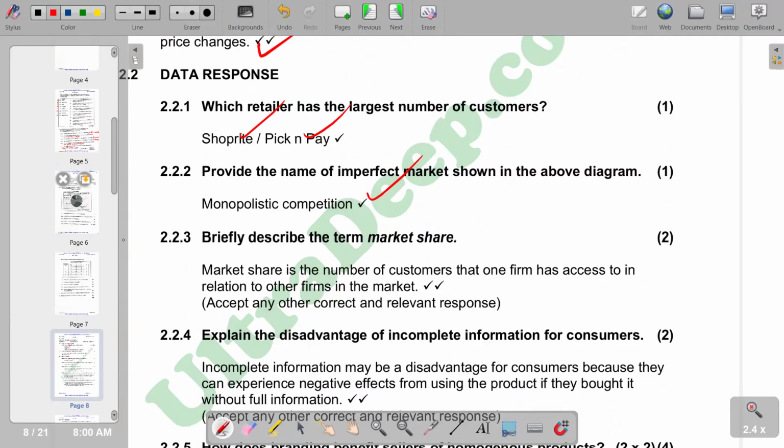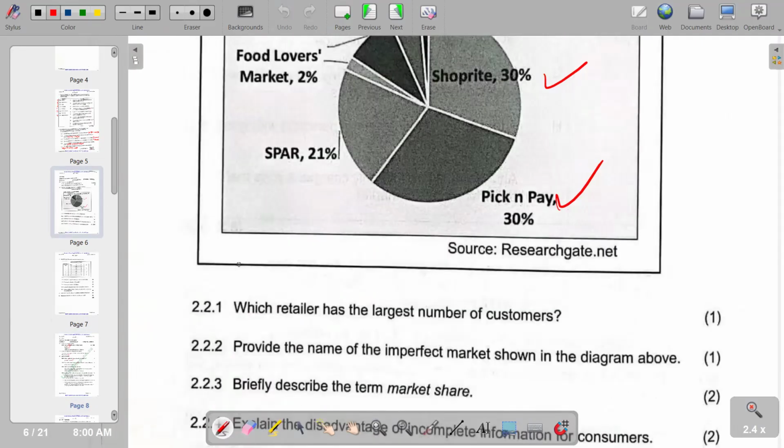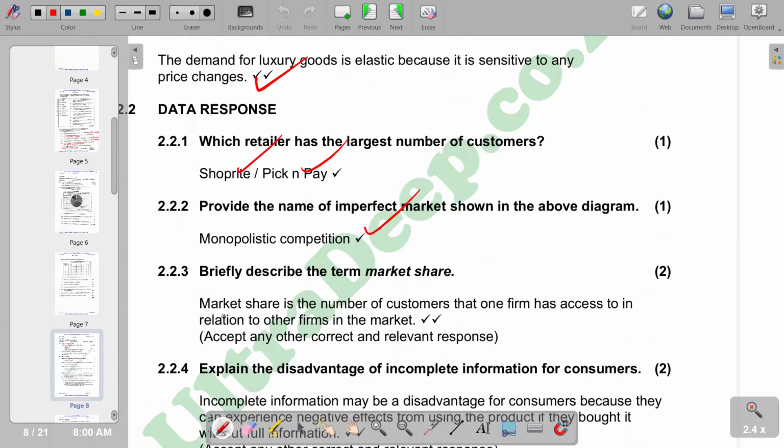Then moving on to the next part, it reads, briefly describe the term market share. So market share obviously is the part of the market that is owned by an individual firm. So we try to see, it reads market share is the number of customers that one firm has access to in relation to other firms in the market. So that's the description that we have of market share.